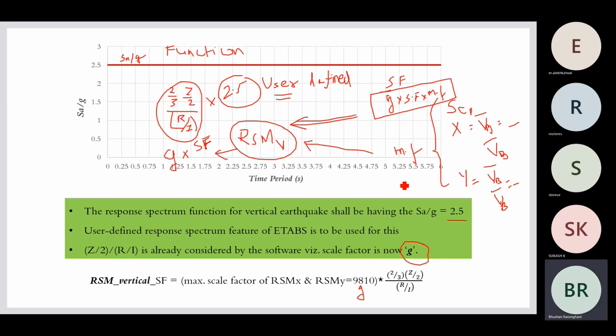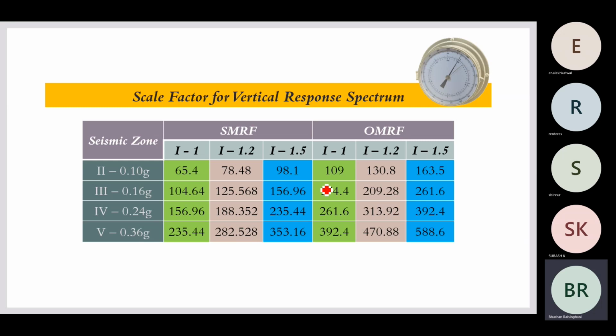Okay, moving ahead. I have created this table. What is this table basically? It is basically your scale factor. The scale factor is the factor Z by 2, 2 by 3 into R by I. Here, zone 2 is 0.1 G, so Z is already there. Zone 3, zone 4, zone 5. So your Z value is obtained from here. Your I may be 1, 1.2 and 1.5, so I have also given that. So it is 2 by 3 into Z by 2, again I write, upon R by I.